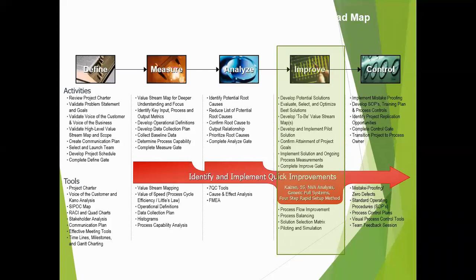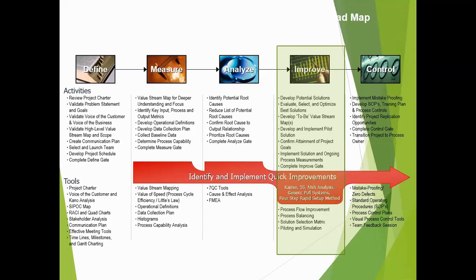Then if required, we will develop a to-be value stream map from the existing process map. Then develop and implement a pilot solution. So before we go ahead and start improving the process straight away, we will do a pilot for a month, and then we will take the results and see if the solutions that we proposed hold good or not, right? And then we also see that the project goals that we had listed during the define phase are achieved or not. Then the next step is implementing solutions. Then complete the improve gate, right? And then we jump into the control phase.